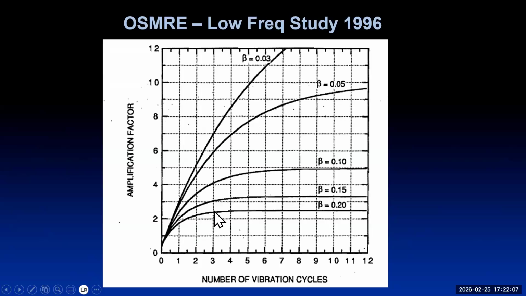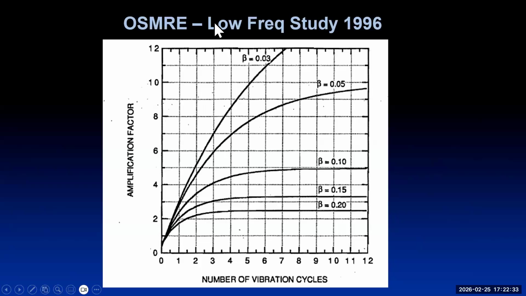The number of cycles that occur and how long it takes you to get up to a very high amplification. So, when you get higher damping, it just simply won't amplify. But if you have low damping, they only have 3% here. That's actually a conservative number compared to most of the buildings we measure. So you can see it just takes a few cycles and you can get 6, 8 times amplification.